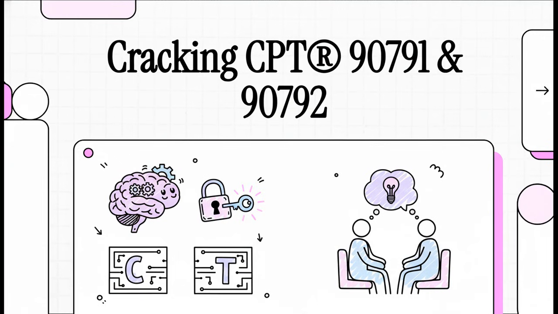All right, if you're a medical coding student, you are in exactly the right place. Today we're going to crack the code on two of the most essential CPT codes in behavioral health, 90791 and 90792. These are your go-to codes for psychiatric diagnostic evaluations, and trust me, by the end of this, you'll know them like the back of your hand. Ready? Let's get into it.